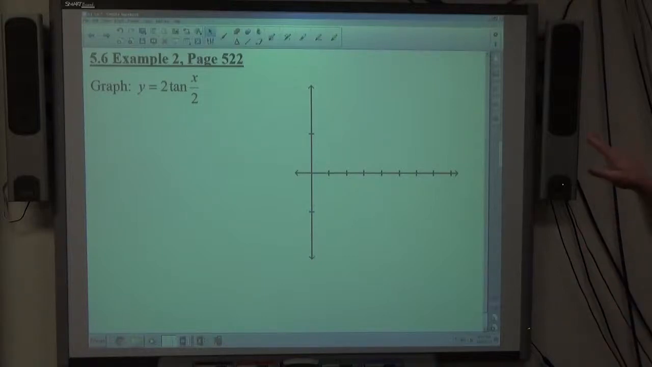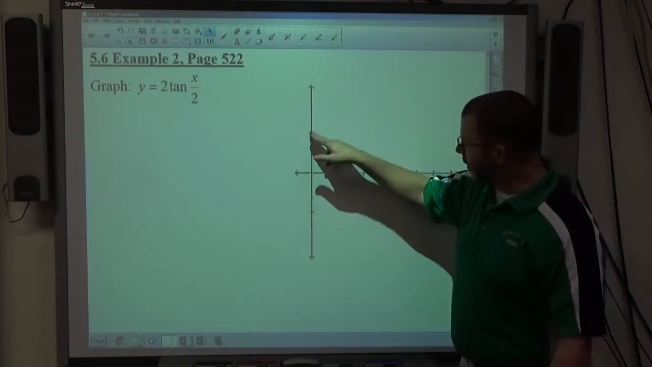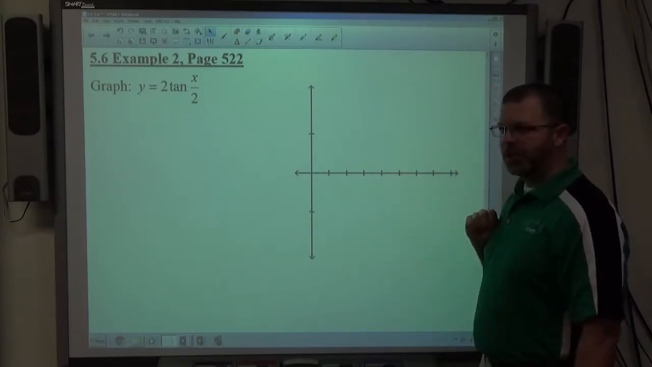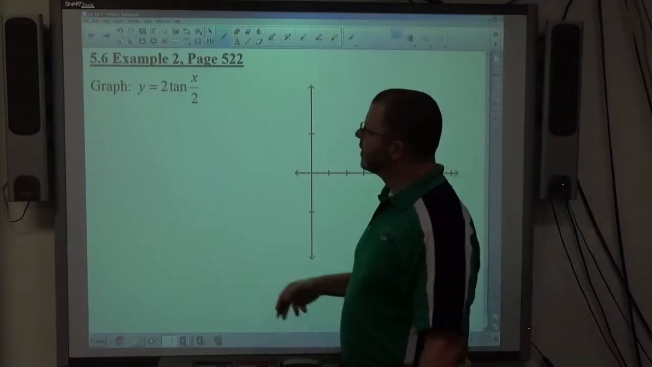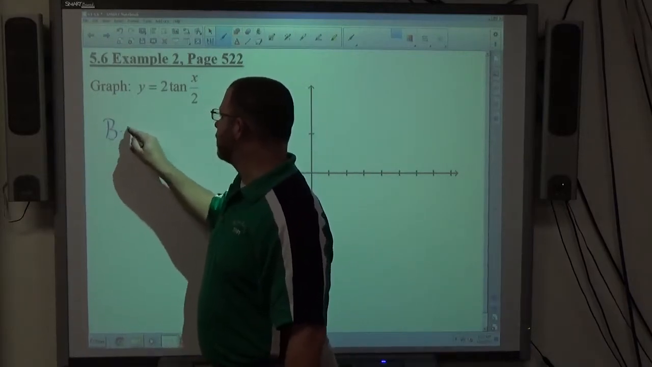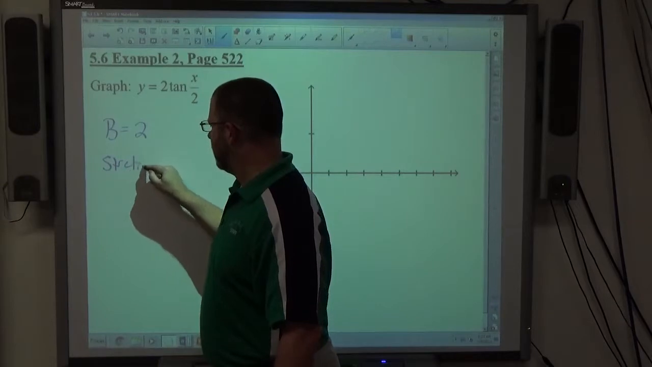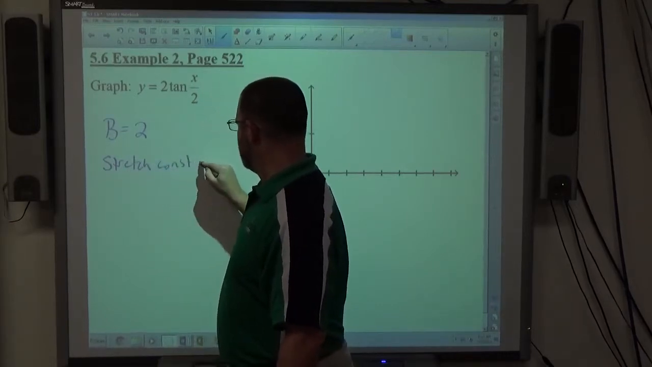Okay, for example 2, this time we have 2 in front and we have 1/2 in front of x. So we have both a b value and a c value to deal with. Once again, I got my y-axis with my 2 dashes. I got my 1, 2, 3, 4, 5, 6, 7, 8 equally spaced dashes along the x-axis. I can see this time that b's value is equal to positive 2, which means that the stretch constant is equal to 2.